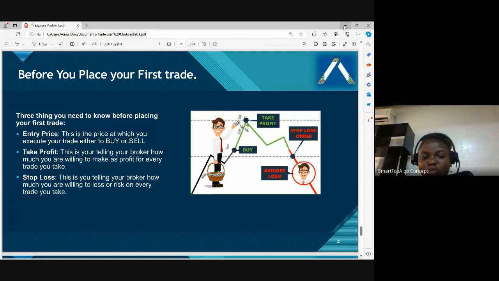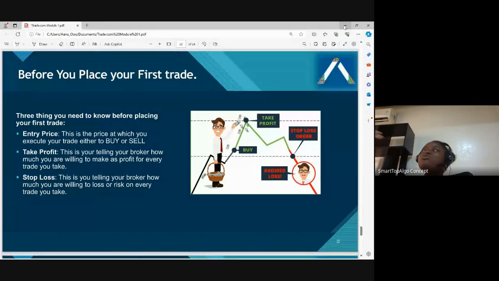The second one, we call it the take profit. This is you telling the broker that you are willing to take your profit for every trade you place at a particular point. So when you put in your take profit, you are saying that at this point, I want to take my profit. That's the take profit. And the third one is the stop loss. As a trader, I tell people it is not just about profit. There must be a point where you want to accept your loss.